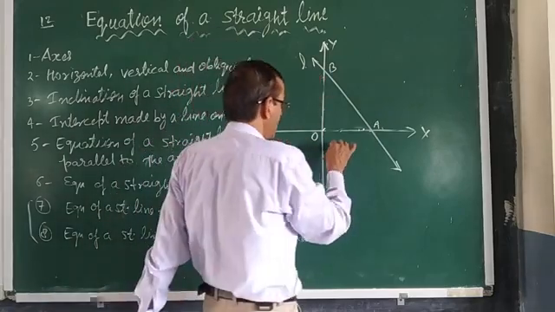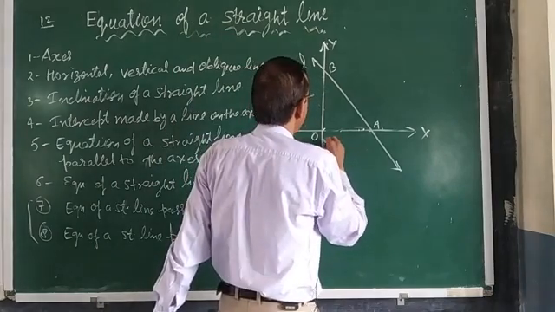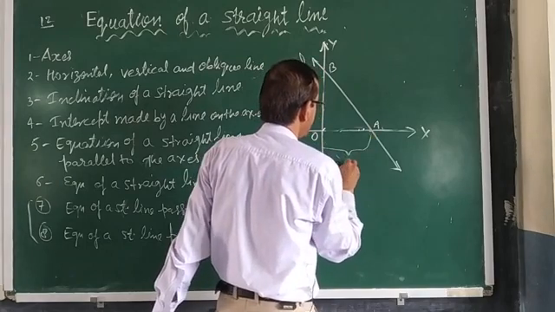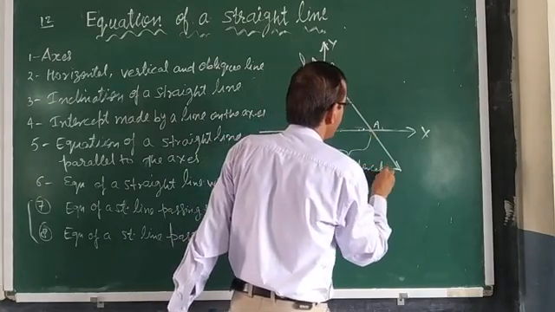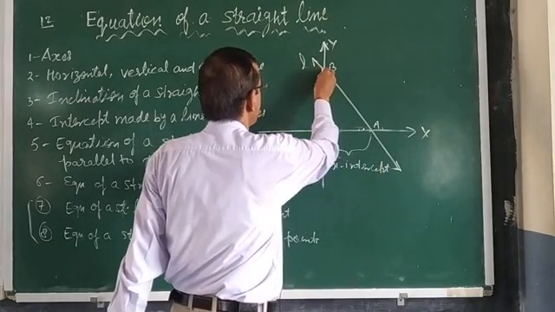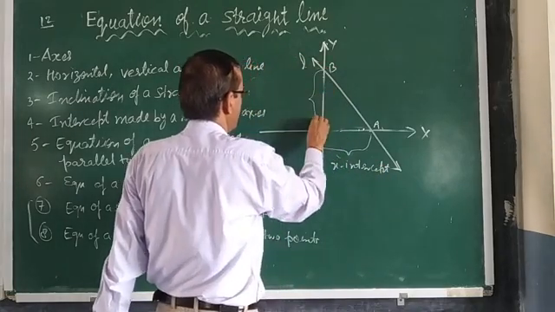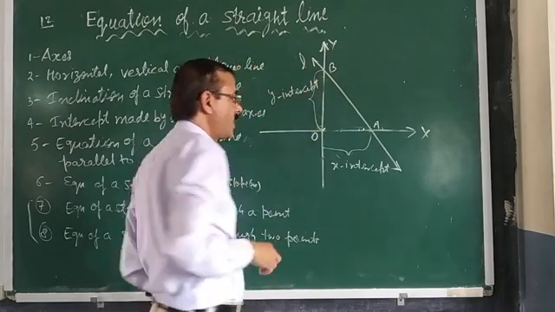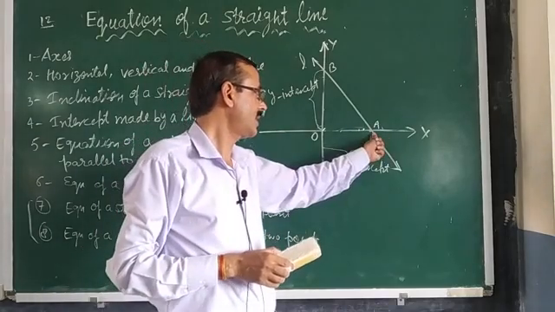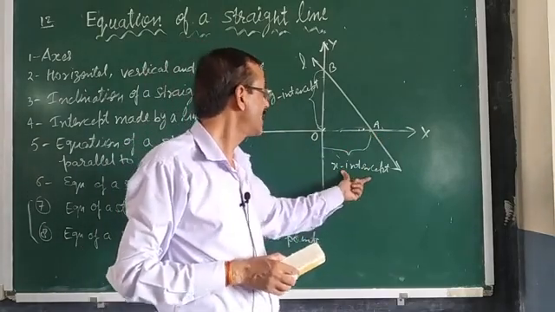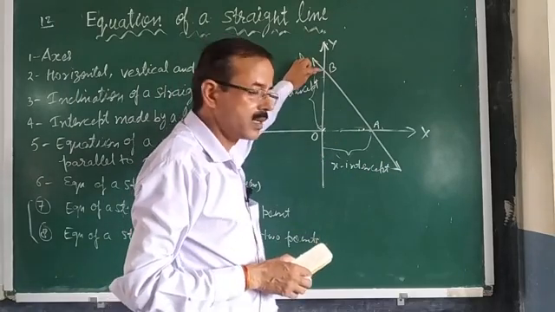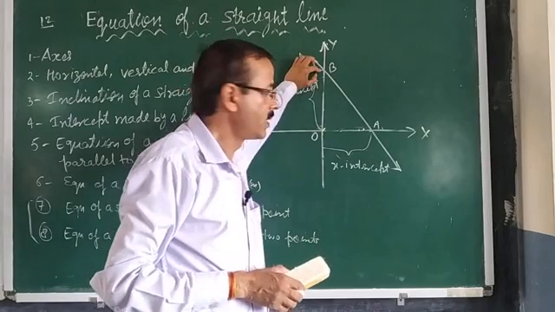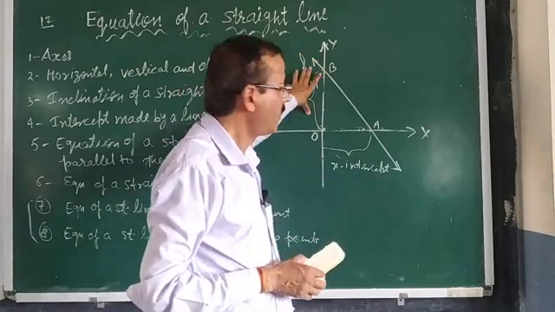From here to here, that is called x intercept and यहाँ से that is called y intercept. OX पर जहाँ कट कर रहा है अपना डिस्टेंस O से is called x intercept और y एक्सिस पर जहाँ पर कट कर रहा है origin से that point is called y intercept. So this was about the x intercept and y intercept.